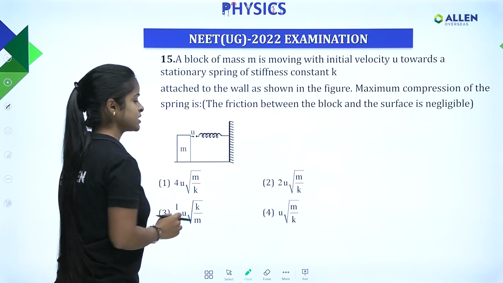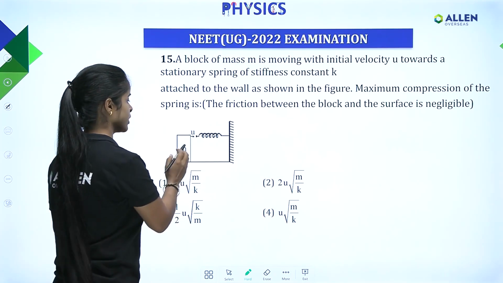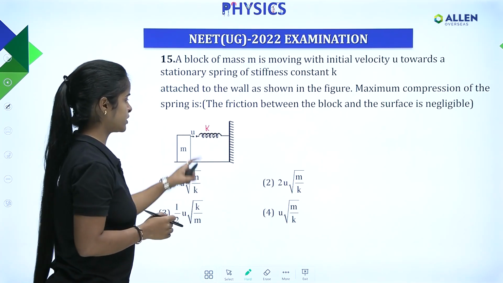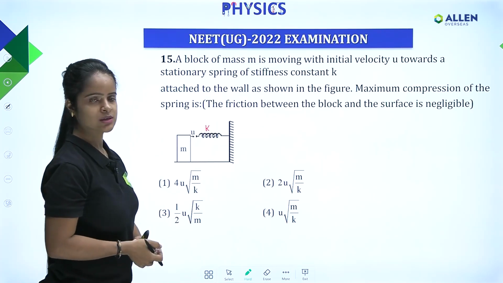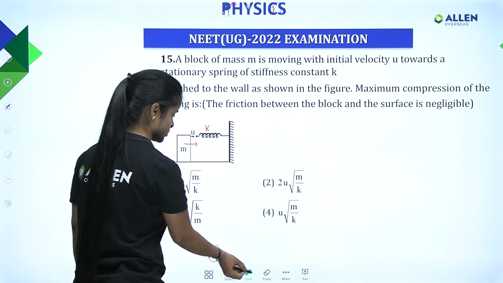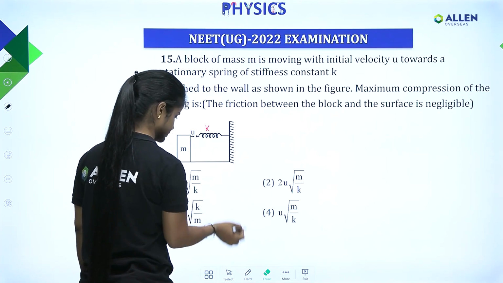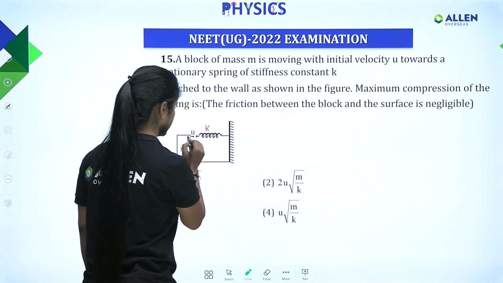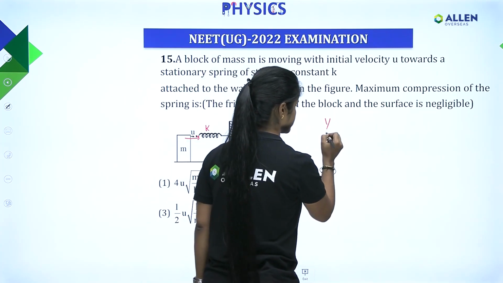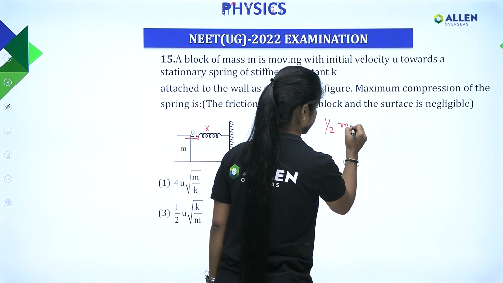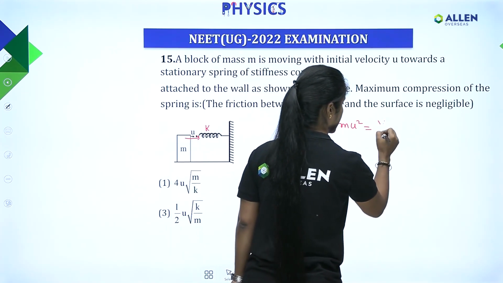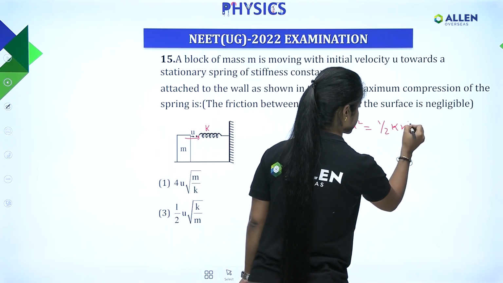Initially this block of mass m was moving with velocity u, and after collision, the spring constant or stiffness constant is given as k. So the energy imparted by this block on this spring will be the same as the energy stored in the spring. So finally we use the formula of kinetic energy, half m u square, and the energy stored in the spring, half k x square.